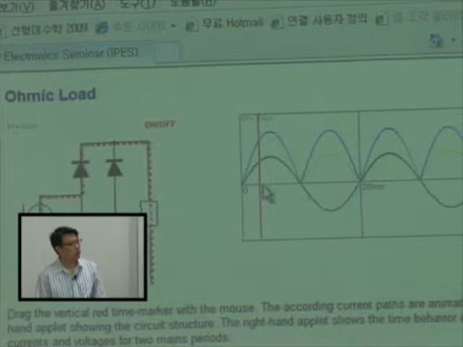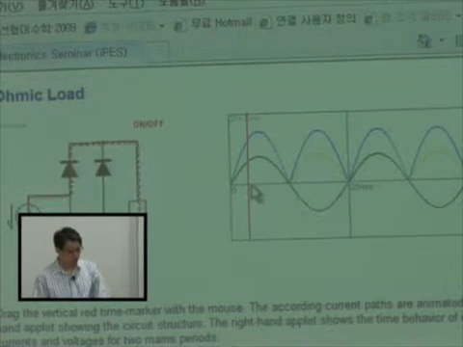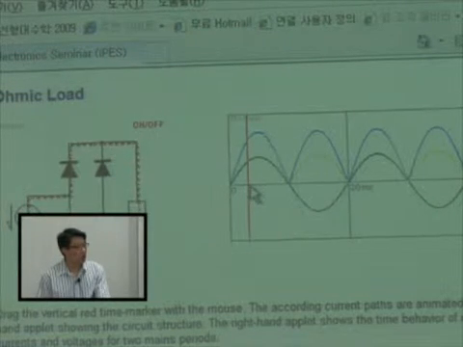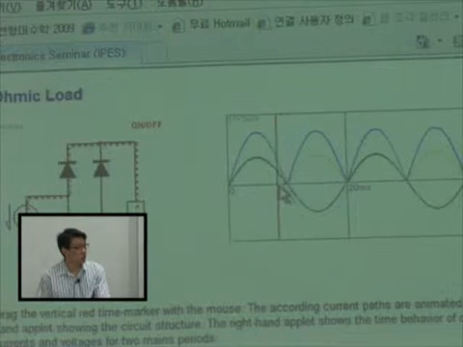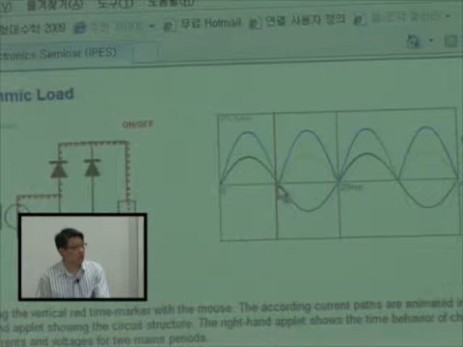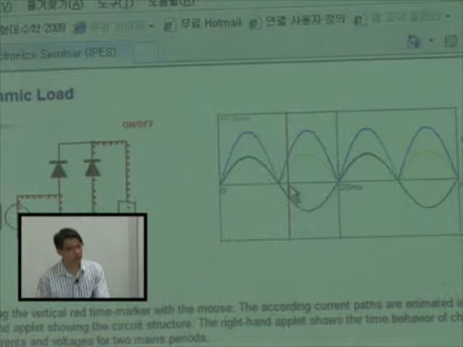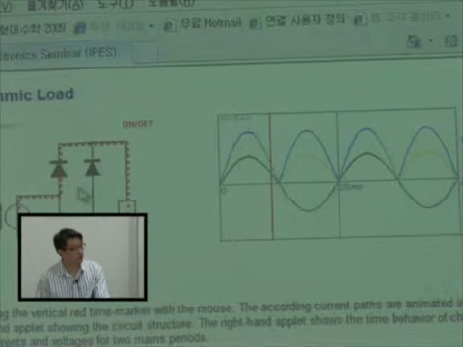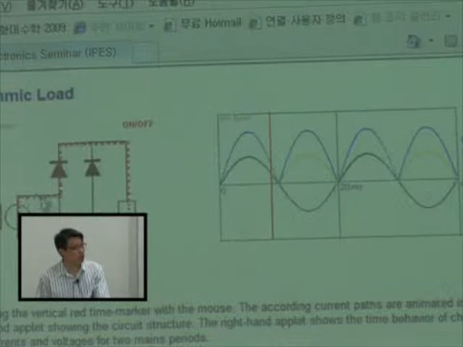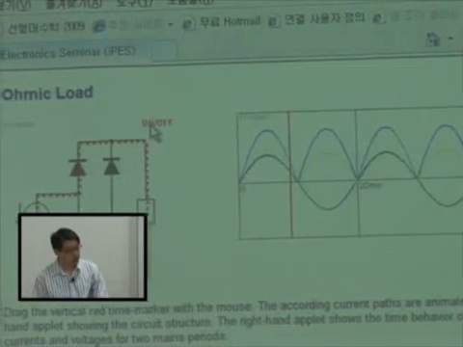So what about the current commutation interval? In this case, the current commutation interval is ideally 0, which means this changing happens instantly, without any delay. So we cannot observe any current commutation phenomena. Why? Because we don't have inductance at the AC side. This was made possible because of zero inductance. So the ohmic load is pretty simple.